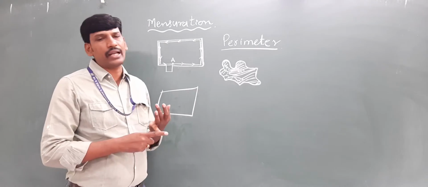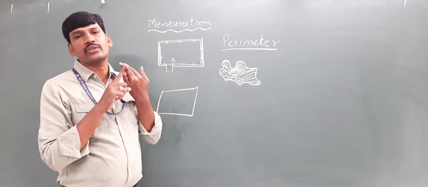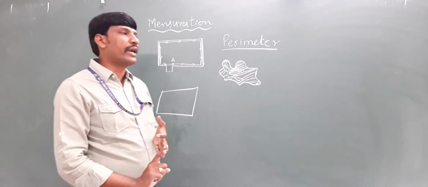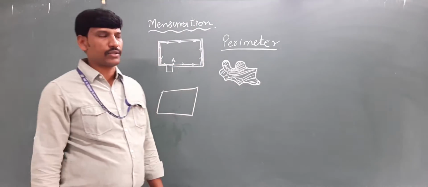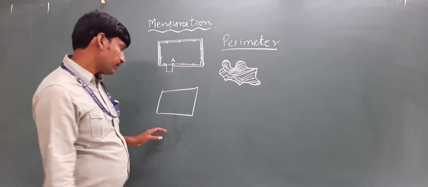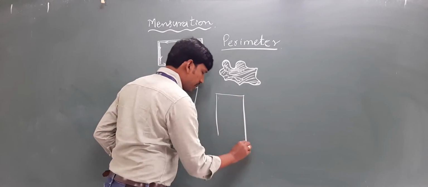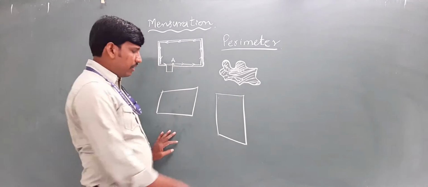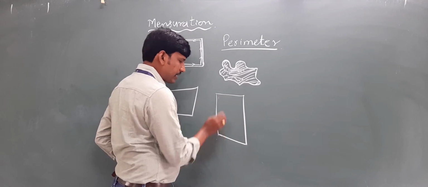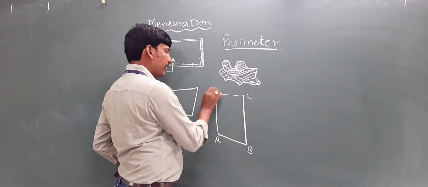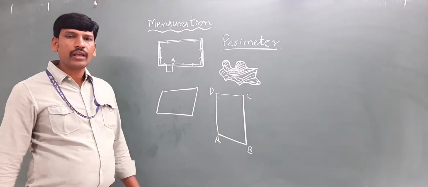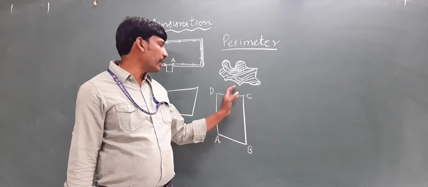There is a formula for a rectangle, there is a formula to find the perimeter of a square, there is a formula to find the perimeter of an equilateral triangle, or a triangle also. Clear? Now see this here. Not only this, this is also one of the figures. Let us give a name for this one: A, B, C, D. ABCD is a quadrilateral because there are four sides.